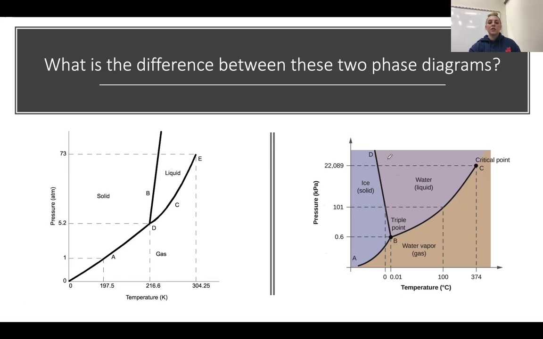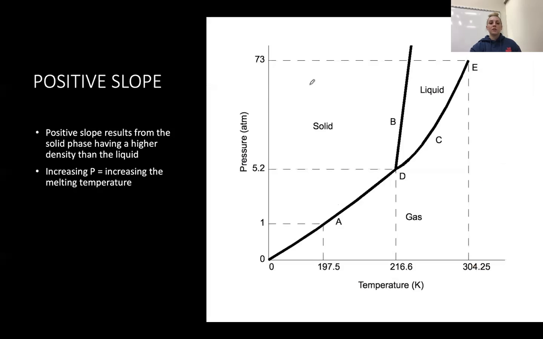So the difference is actually going to lie in this line right here and this line right here. If you'll notice, one has a positive slope and one has a negative slope. This is the solid liquid line on both of them. And again, one has a positive slope, one has a negative slope. So why is there a difference?